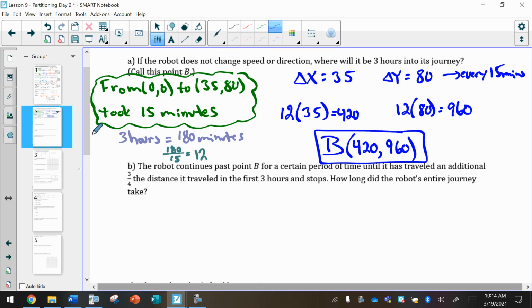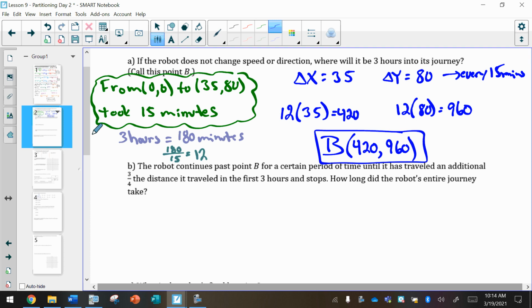Okay, so let's read that again. The robot continues past point B. This is after doing 3 hours of time, it keeps going for an additional 3/4 of the distance that it traveled during the first 3 hours, and then it stops. How long did the robot's entire journey take?